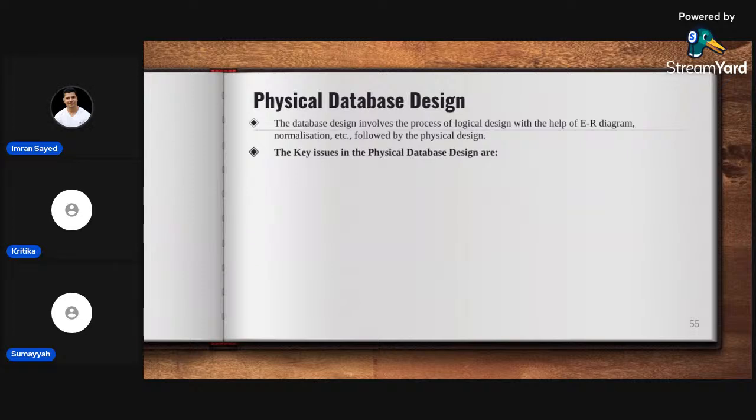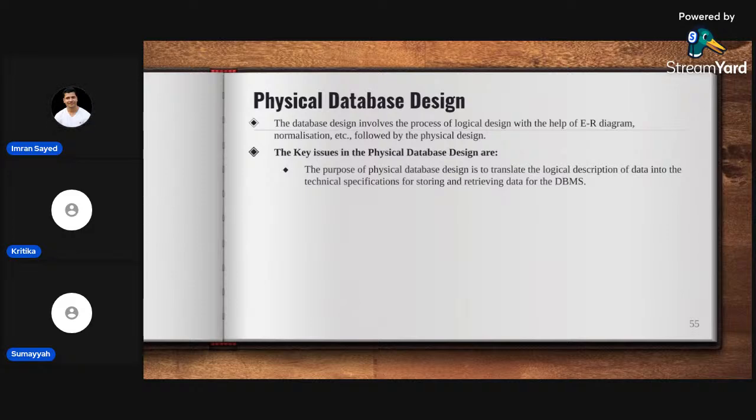The key issues with the physical database design are: the purpose of physical database design is to translate the logical description of the data into technical specifications for storing and retrieving data for the DBMS. The goal is to create a design for storing data that will provide adequate performance and ensure database integrity, security, and recoverability.